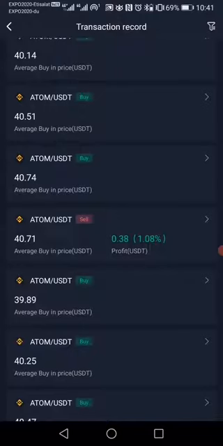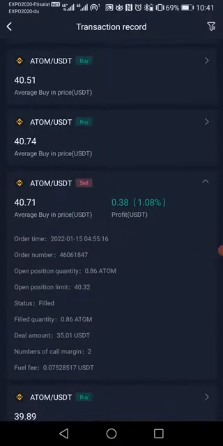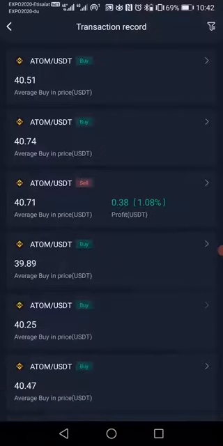So when you come here, you can see it closes the entire position at the deal amount of 35.01 USDT. So it closes it and opens another position again. And if you look at this, it closes at 40.71. And at 40.74, the price was still going up. It started another cycle of that trade again. You see, the price has increased by 0.03. But it started a new cycle for me.